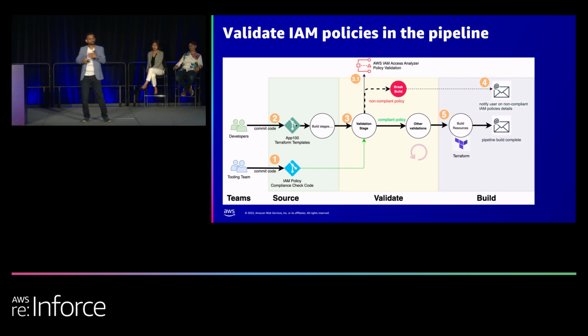But after the build breaks, it sends an email out to the developer with a lot of detailed information. And this is the feedback loop. So if the policy is compliant, it gets built. If the policy is non-compliant, you break the build and you send an email back to the user on the non-compliancy.